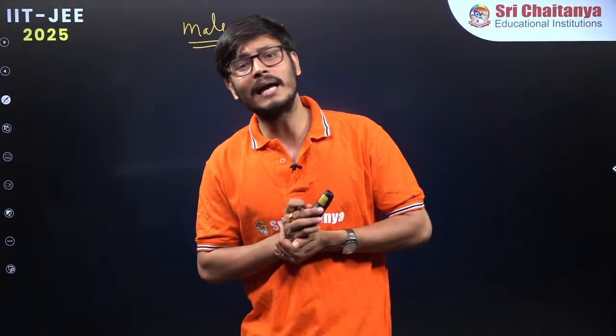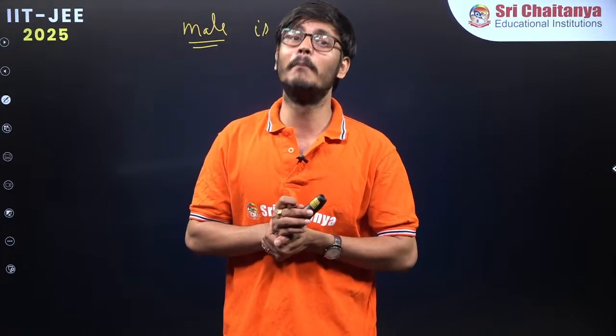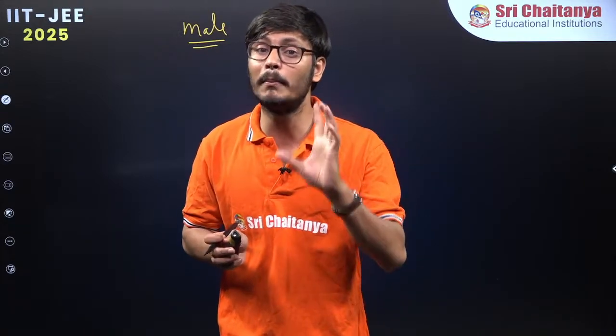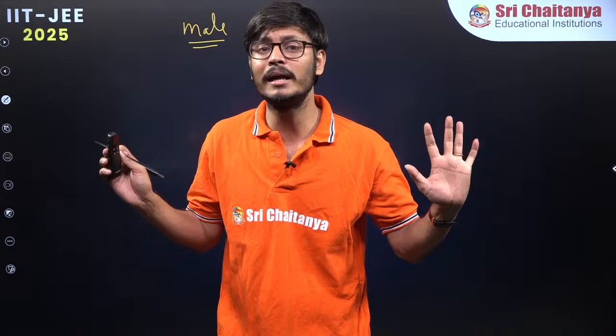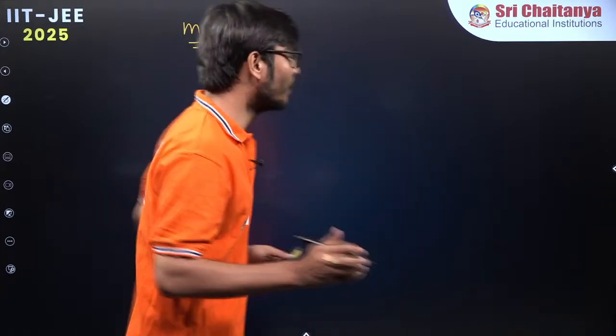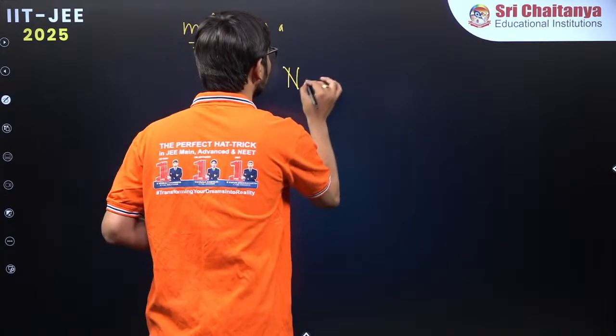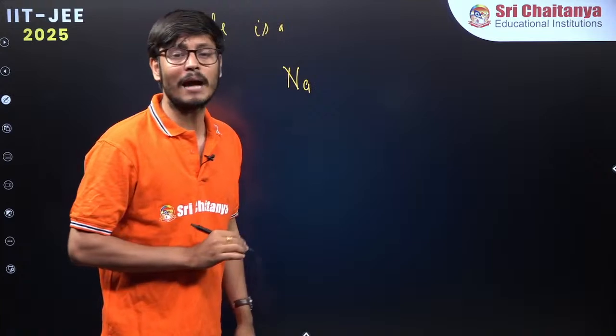So, what scientists did is, they defined a number. They defined what, bolo beta ji? Number. A big number they have defined. What is that big number? That number is called as Avogadro number.